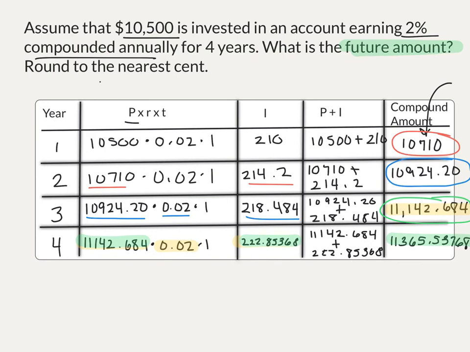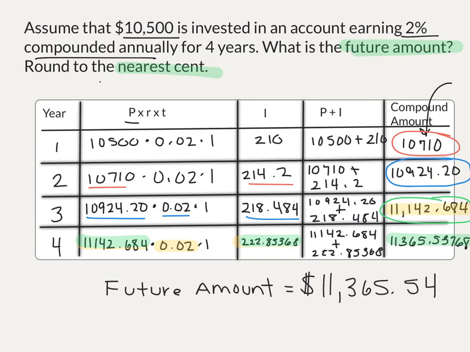Now, the future amount should be written in monetary form, so we need to round to the nearest cent. This means we'll round to 2 decimal places. So the future amount equals $11,365.54. And that is our final answer.